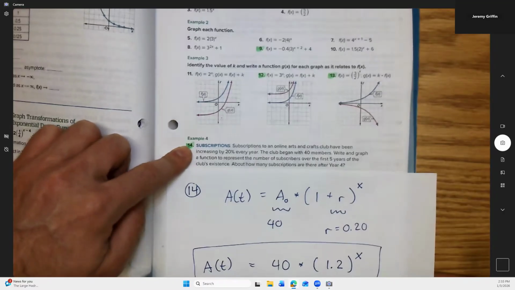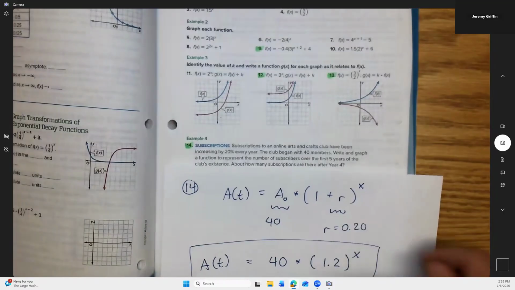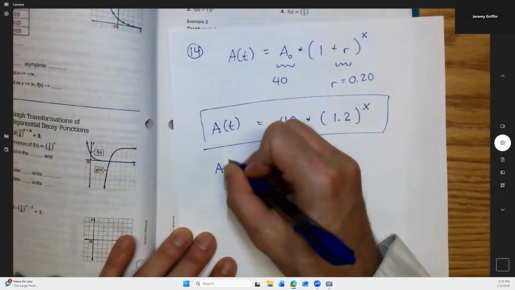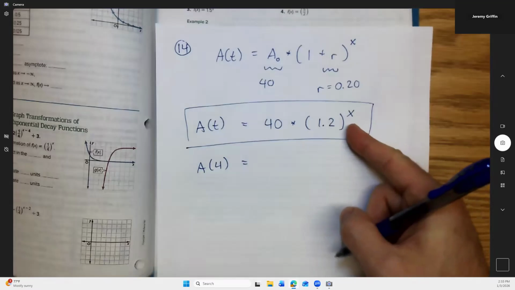Now, how about after year 4? And then they want us to graph this. So let's figure out year 4. I guess put a 4 where that x goes.